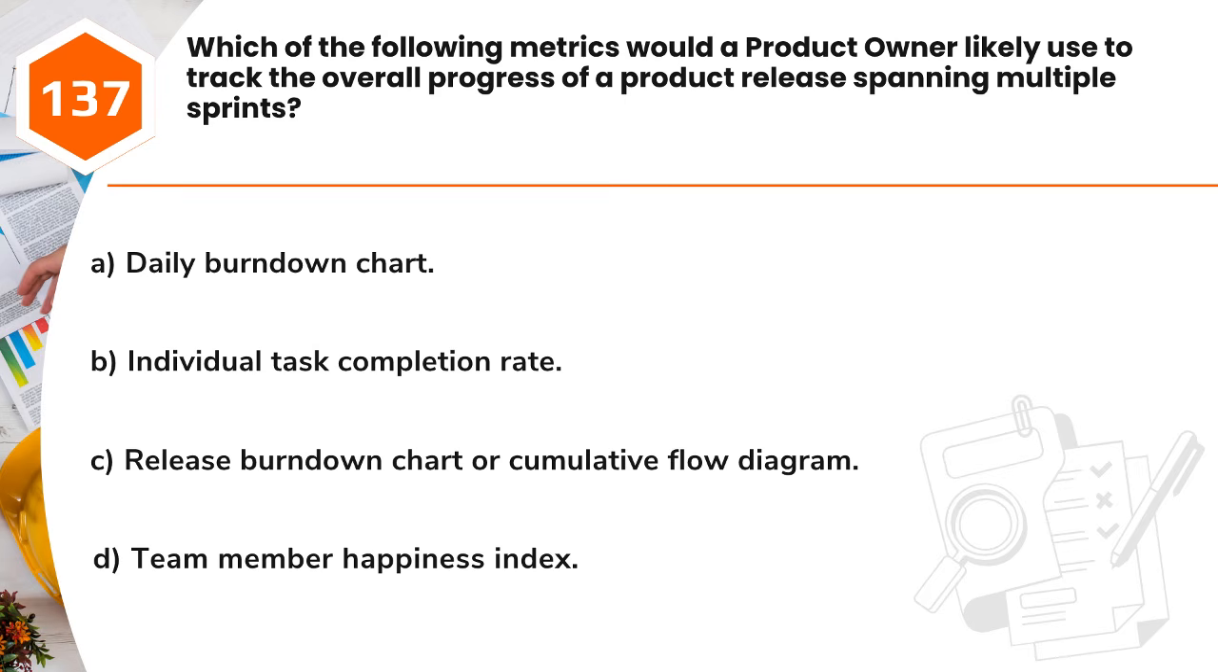Question 137. Which of the following metrics would a product owner likely use to track the overall progress of a product release spanning multiple sprints? A. Daily burn-down chart. B. Individual task completion rate. C. Release burn-down chart or cumulative flow diagram. D. Team member happiness index.